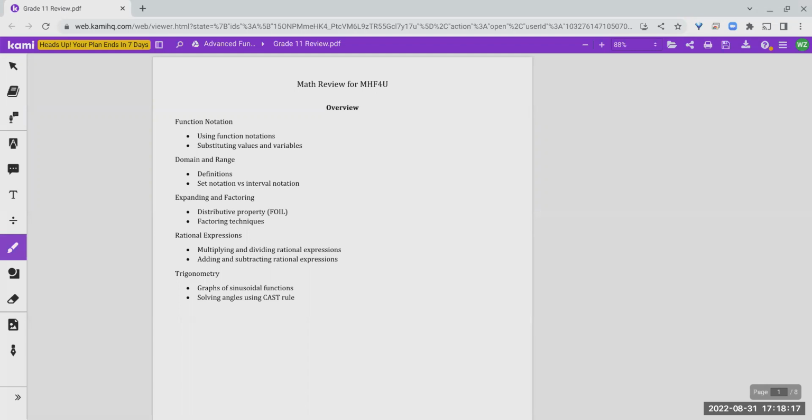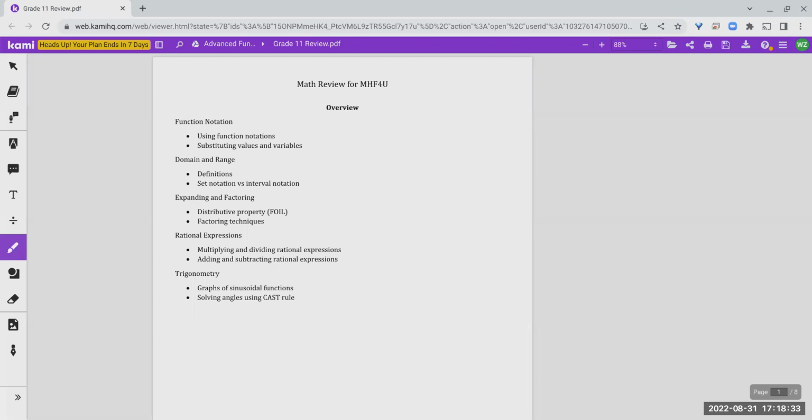So I picked out a few important concepts. Granted, this is not all the concepts you're going to need, but rather I found the most important ones that I'm going to go over. These skills you must grasp in order to be successful in this course. So what skills are we going to talk about?